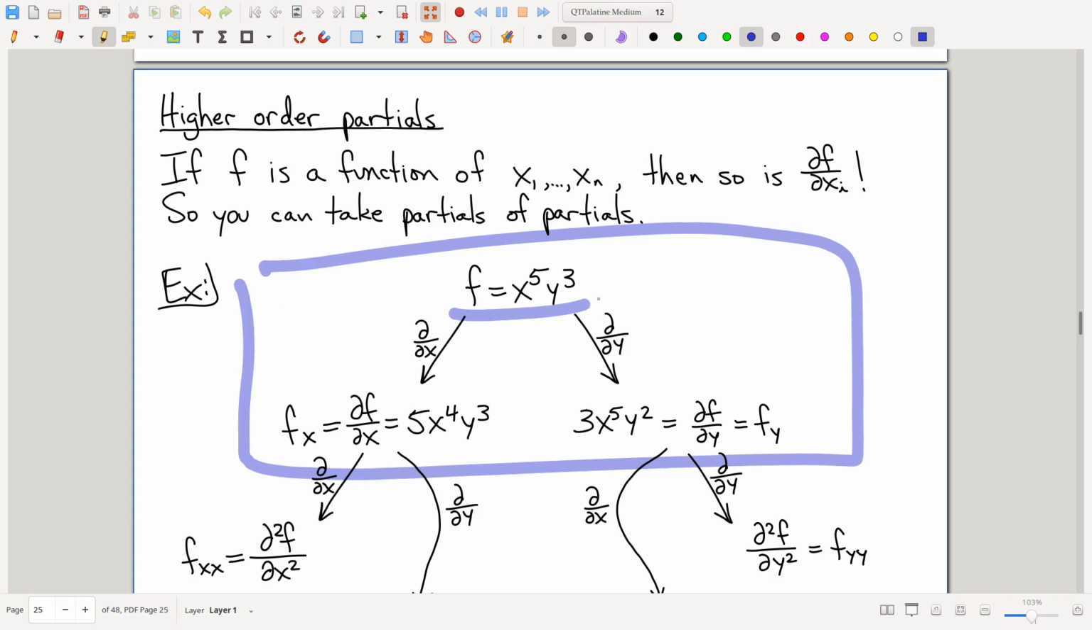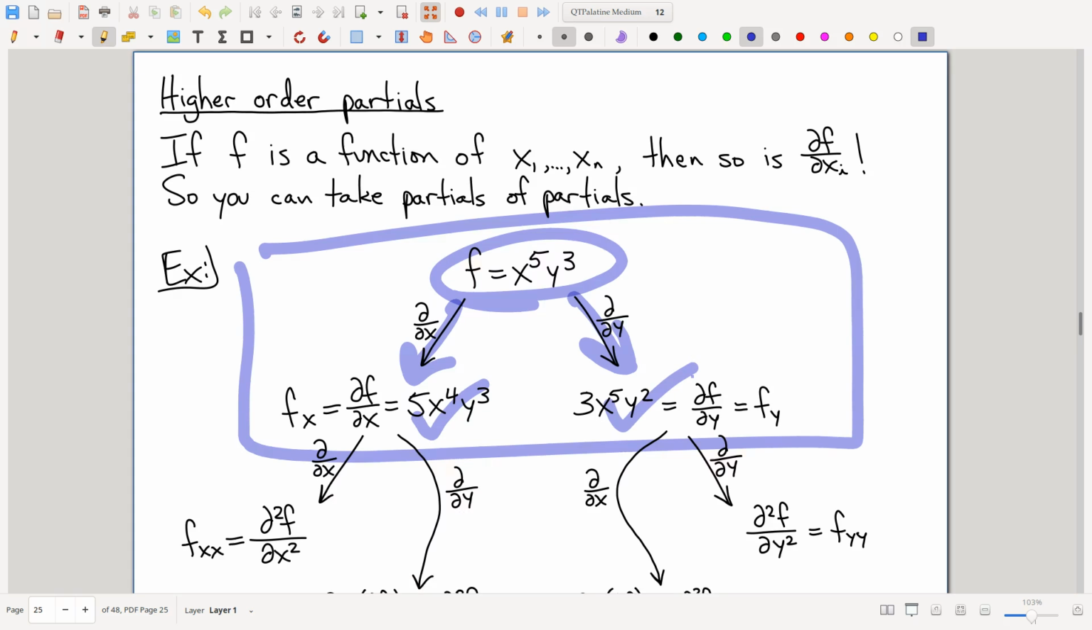If you have a function f, you can take its x partial, you can take its y partial. You get certain expressions. We have certain notations. Right? Make sure you're comfortable with all that. I hope that's eyeball glance familiar.